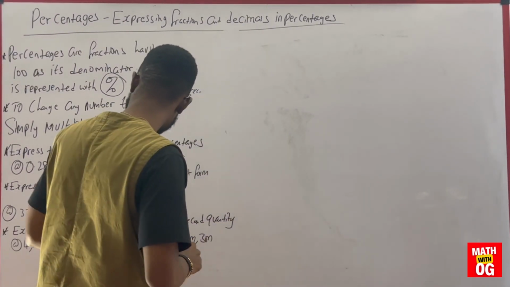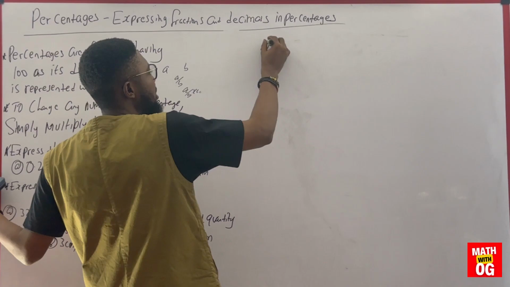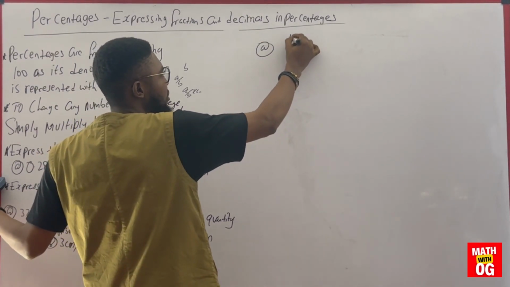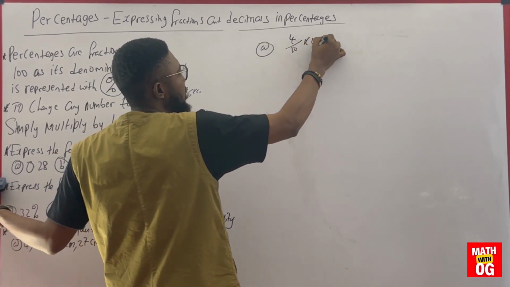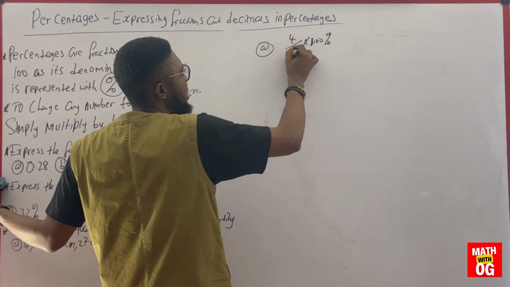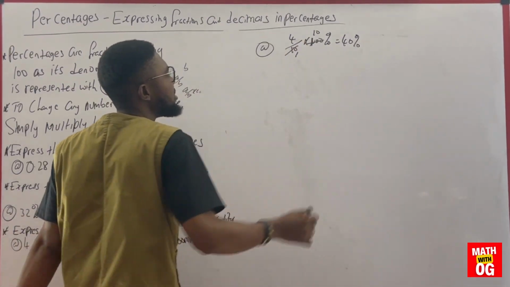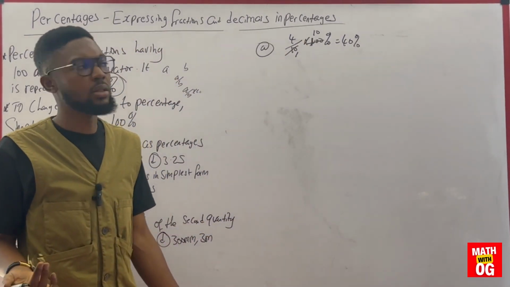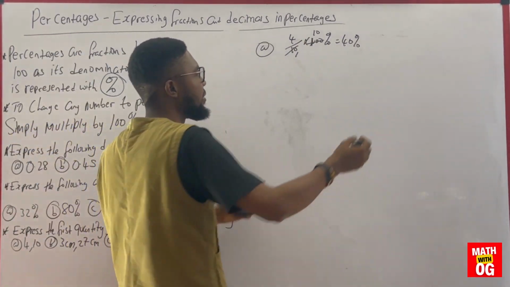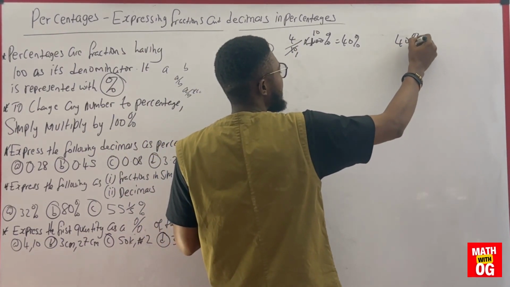Now let's proceed. First question, 4, 10. Express 4 as a percentage of 10. That will give us 4 over 10 times 100%. 10 here 1, 10 into 100 is 10. So that will give us what? 40%. So 4 is simply 40% of 10. That's the meaning. 4 is 40% of 10. So if I find 40% of 10, I should be getting 4.